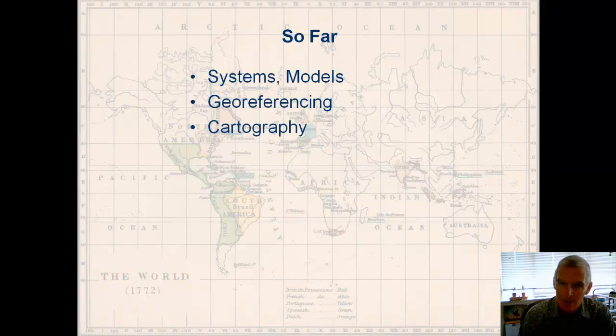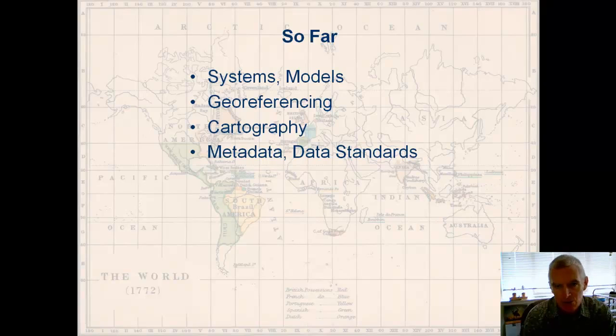Then I talked about cartography. Cartography involves a communication process where you're telling a geographic story, and in order to do that well you're going to use a map and you're going to use cartographic language to make that map. And then the last module was about metadata and data standards, which is all about making sure that the data you bring into the GIS is as good as it can possibly be, and understanding what some of the drawbacks of that data might be going in, so that you don't expect things out the other end that you can't get.